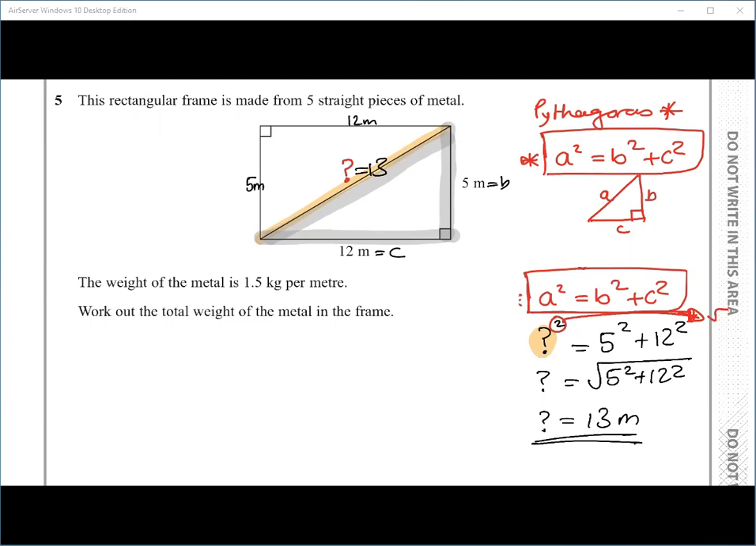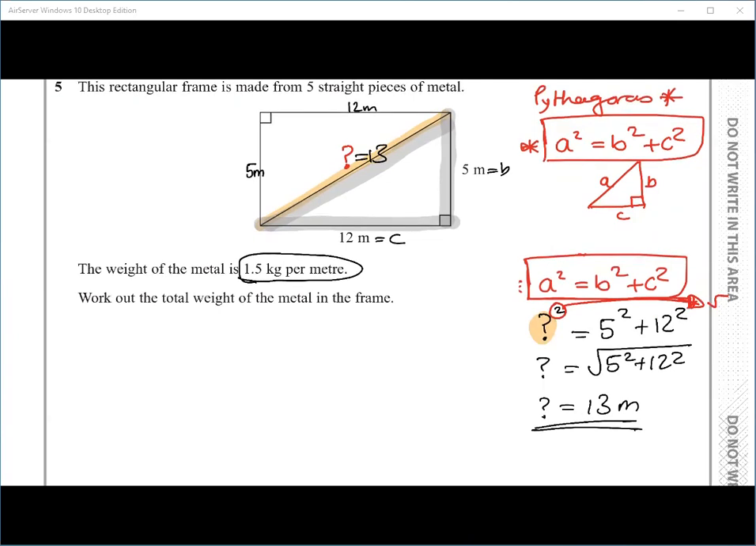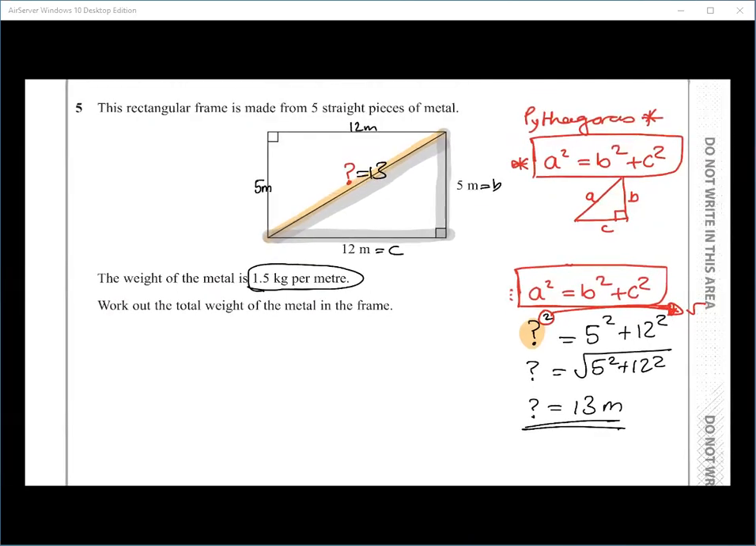Okay, so the weight of the metal is 1.5 kilograms per meter. So how many meters do we have now altogether, Layla, from our final calculation? What are we going to do now? We need to work out the total meterage. You multiply 13 by 1.5. Now, how many meters do we have, by the way? All of them. So come on then, give me the total of all of them.